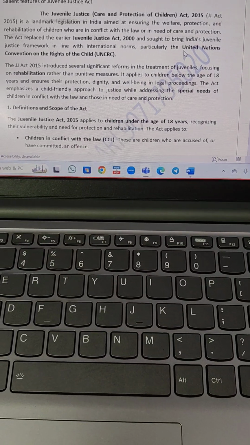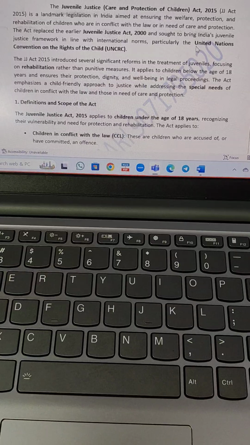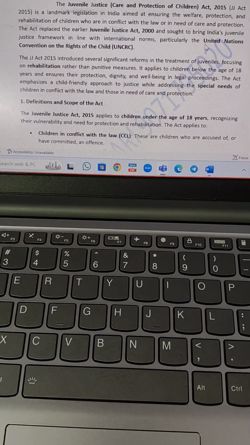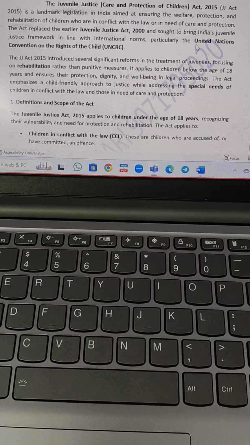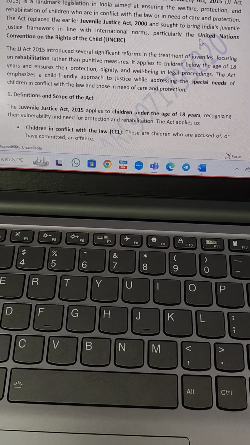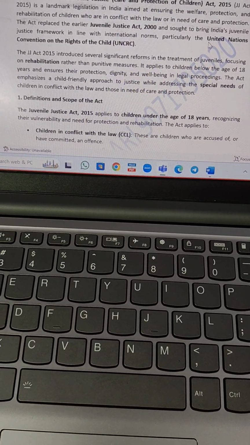It applies to children below the age of 18 years and ensures their protection, dignity and well-being in the legal proceedings. This act emphasizes a child-friendly approach to justice while addressing the special needs of the children who are in conflict with law and those who are in need of care and protection.